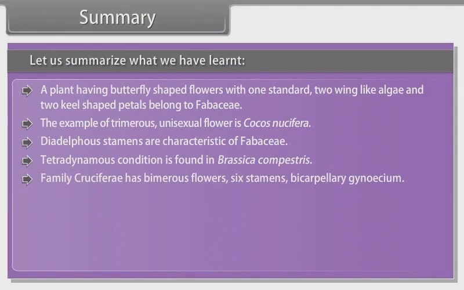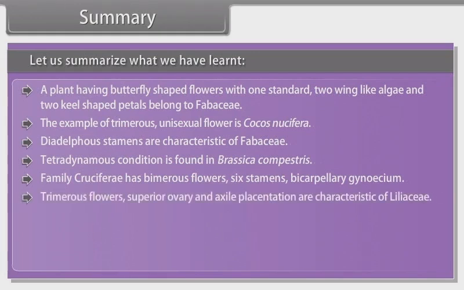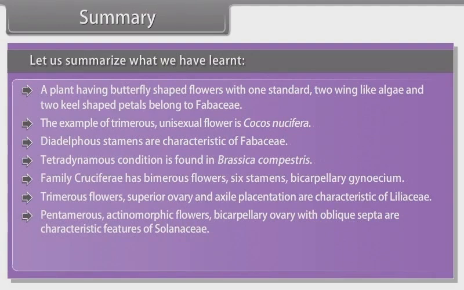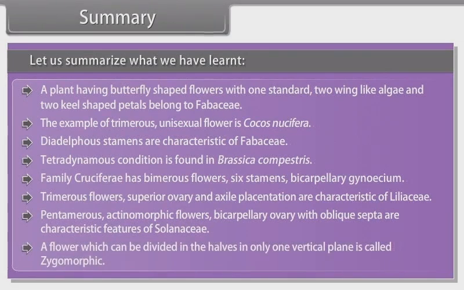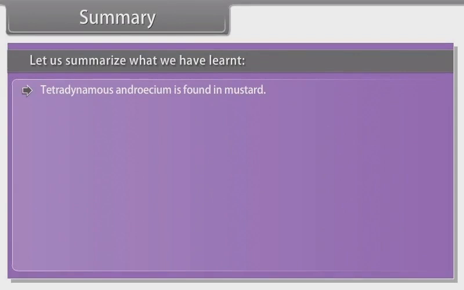Family Cruciferae has bimerous flowers, 6 stamens, bicarpellary gynoecium. Trimerous flowers, superior ovary and axial placentation are characteristic of Liliaceae. Pentamerous, actinomorphic flowers, bicarpellary ovary with oblique septa are characteristic features of Solanaceae. A flower which can be divided into two halves in only one vertical plane is called zygomorphic. Tetradynamous androecium is found in mustard. Synandrous condition is the fusion of both filaments and anthers.